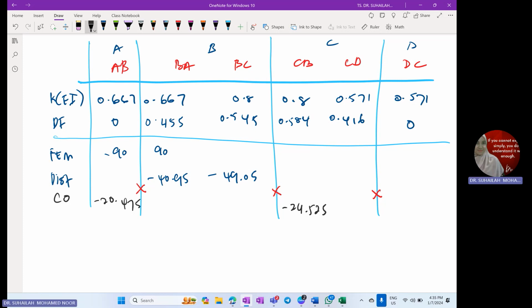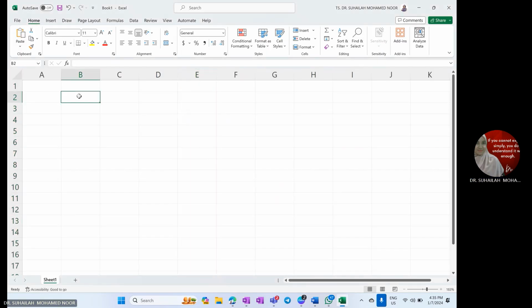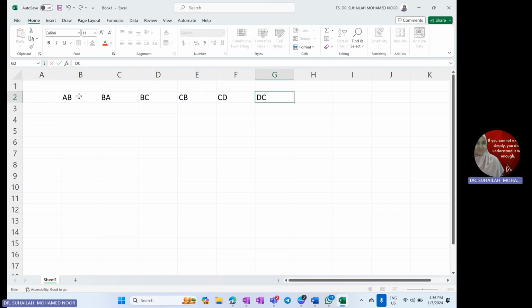Then we have to repeat the distribution process again: distribution, then carry over again, then distribution again, then carry over again, until the last distribution. To work fast, I want to calculate the values in Excel. So we have AB, BA, BC, CB, CD, DC.